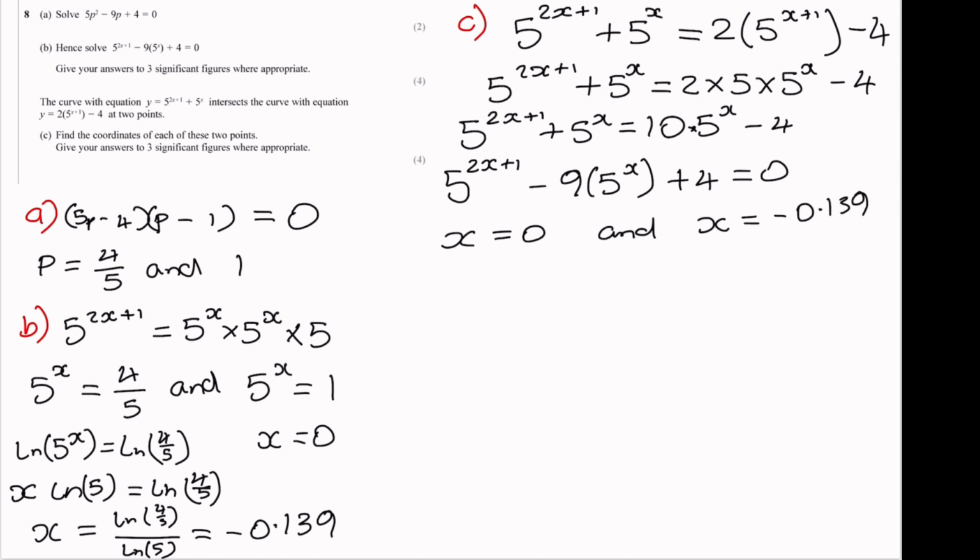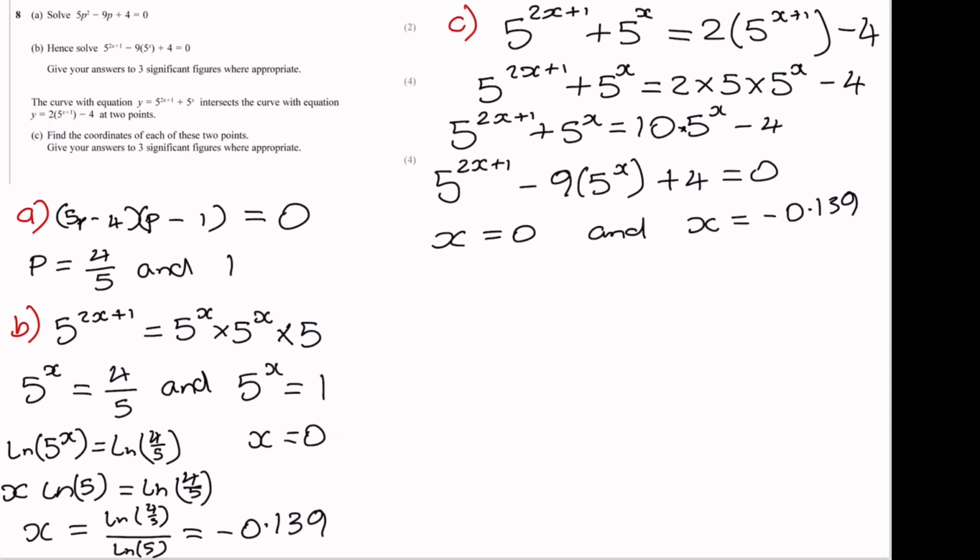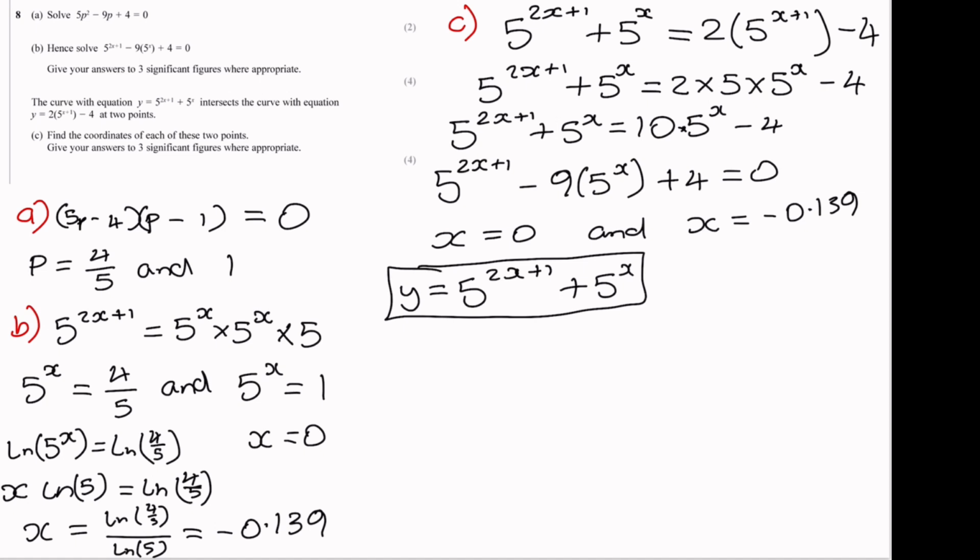So what we need to do is find the two coordinates, therefore we need to find the two y values. So I can put x equals 0 into either of my two equations from the question. So I'm going to put it into the first equation. So y equals 5 to the power of 2x plus 1 plus 5 to the power of x. So therefore, if we put x into there, we get y equals 5 to the power of 1 plus 1. Therefore, y is 6. So when x is 0, y is 6. And if I put my second value in, we're going to have to use a calculator for that one.